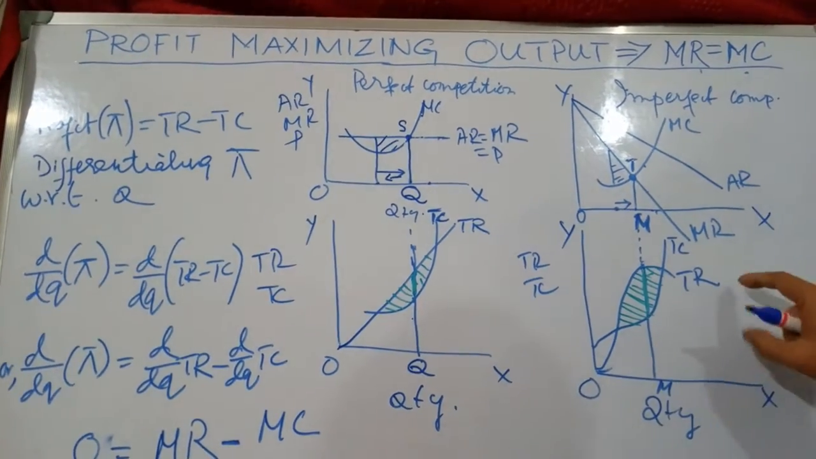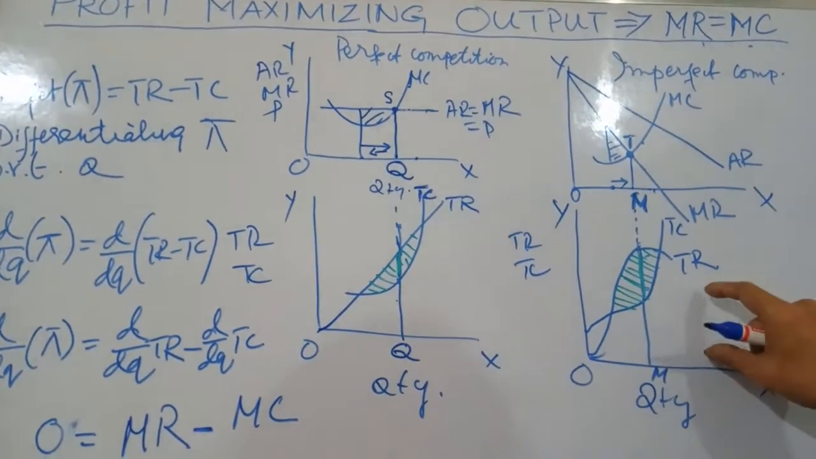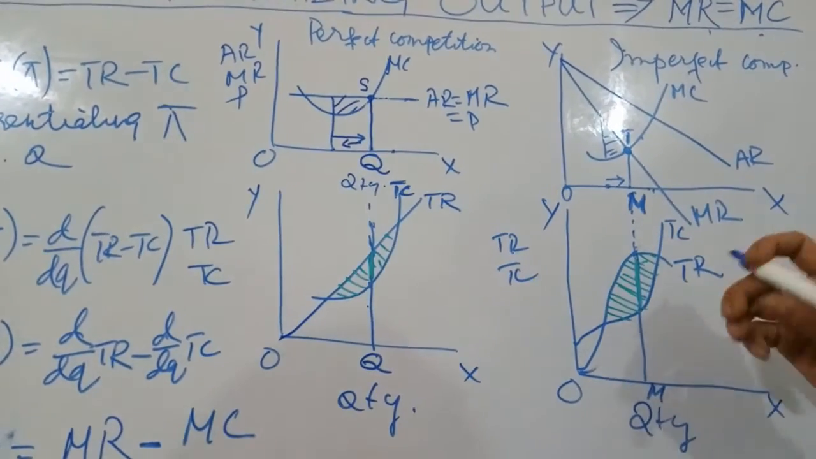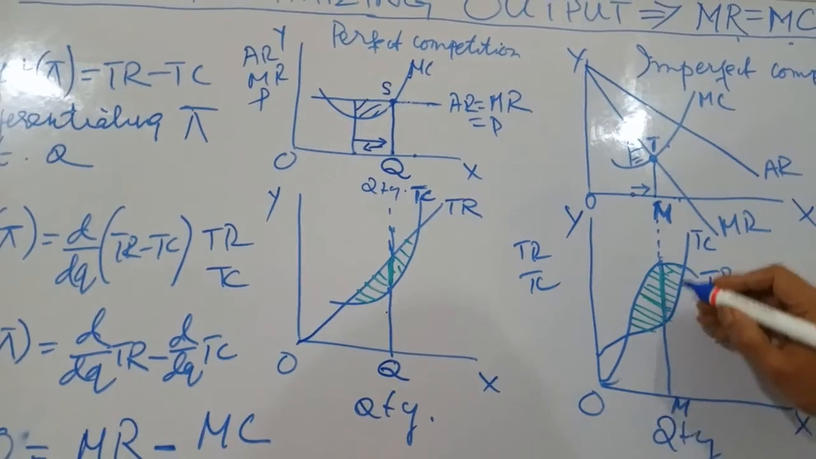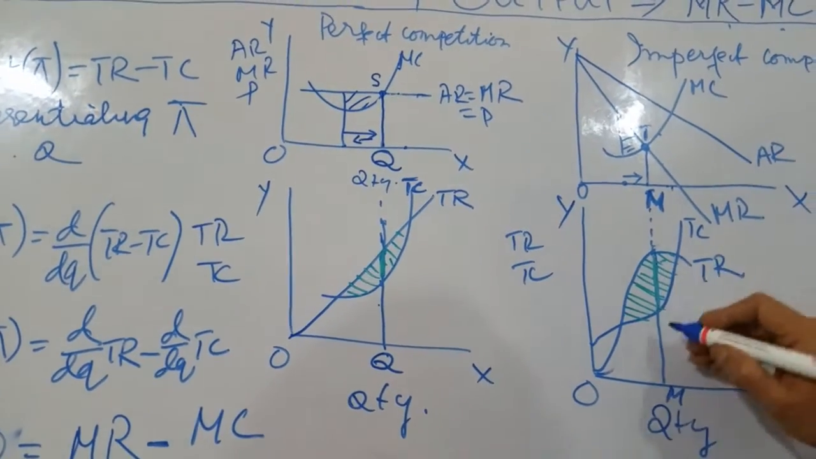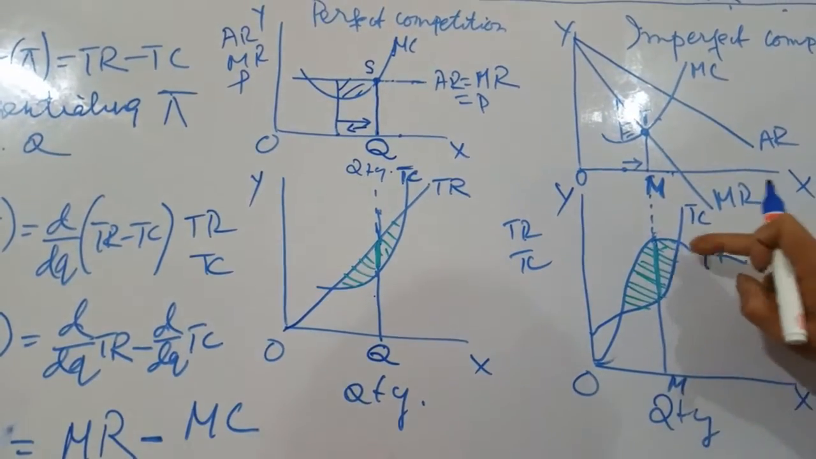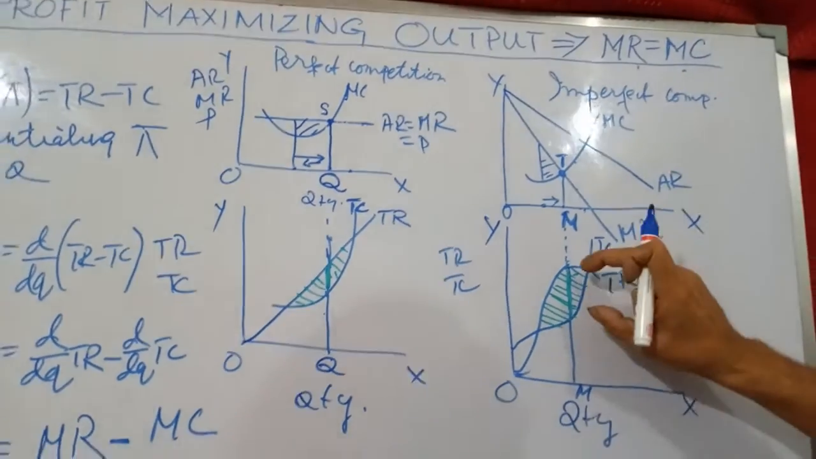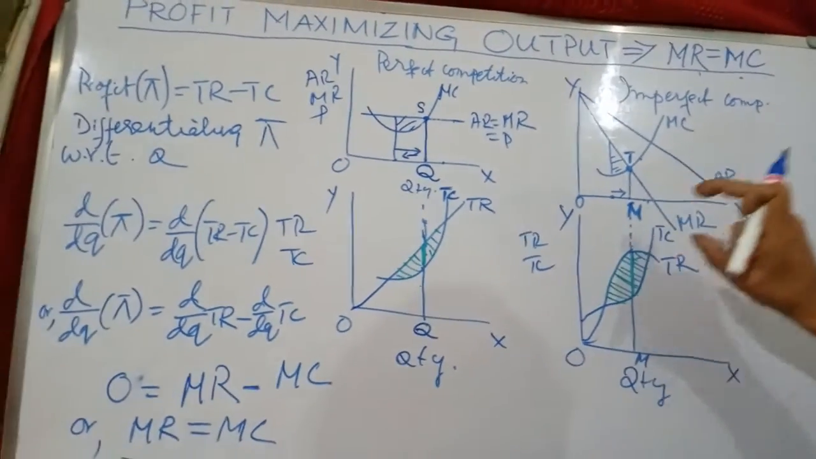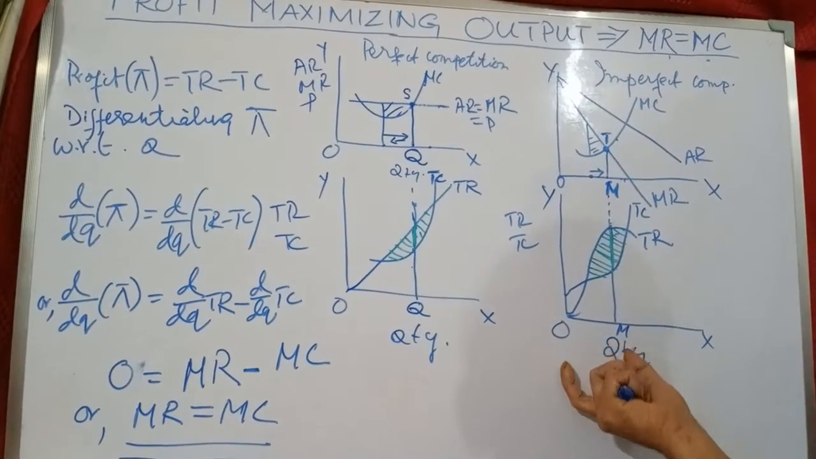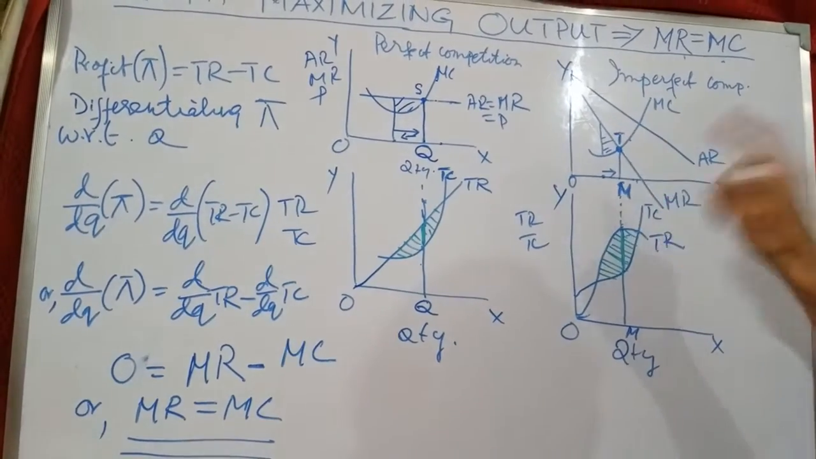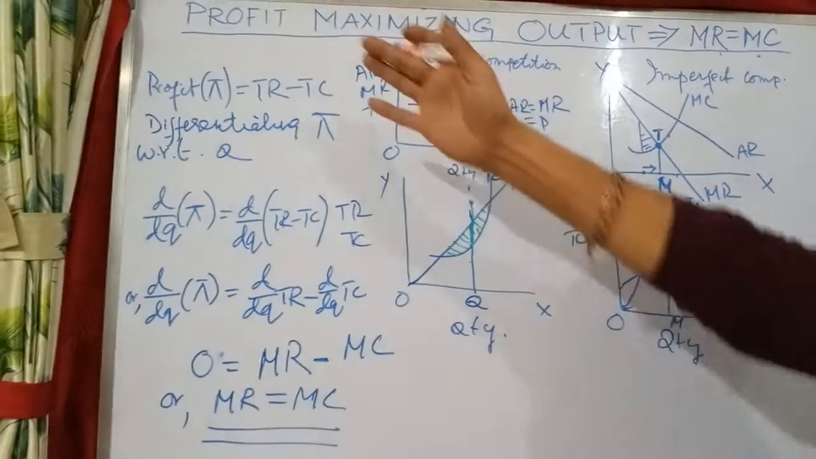And here in this part of the diagram we have shown the maximum profit. This is the maximum profit. The maximum difference between the total revenue and total cost curves is the maximum profit. So the firm is earning maximum profit at OM units of output where marginal cost is equal to marginal revenue.